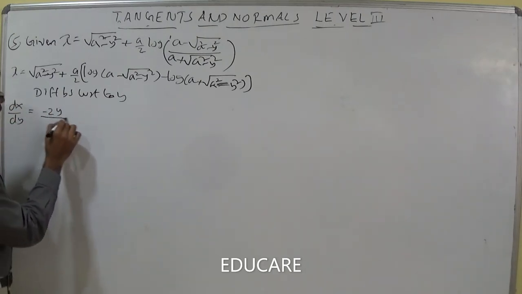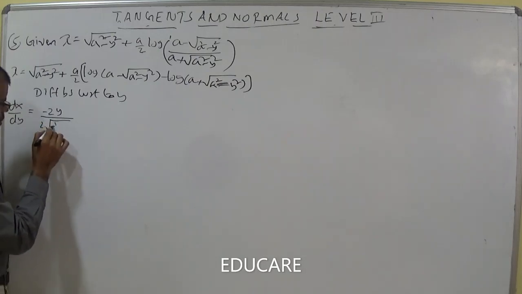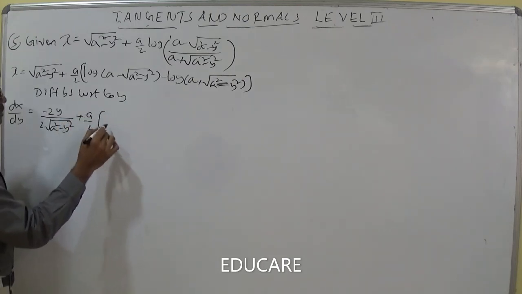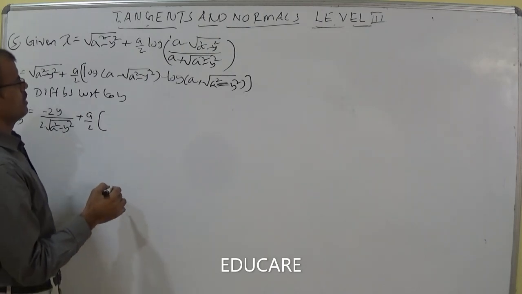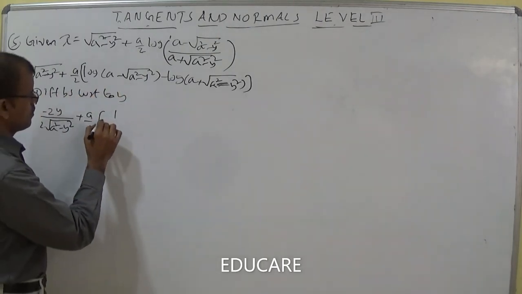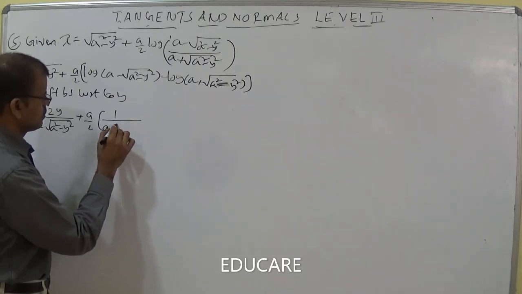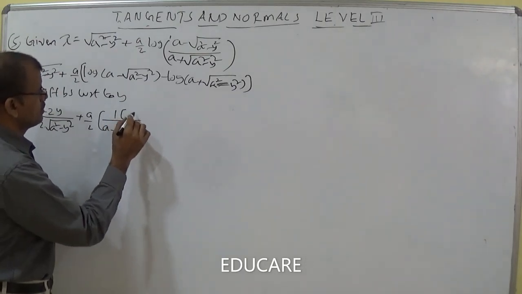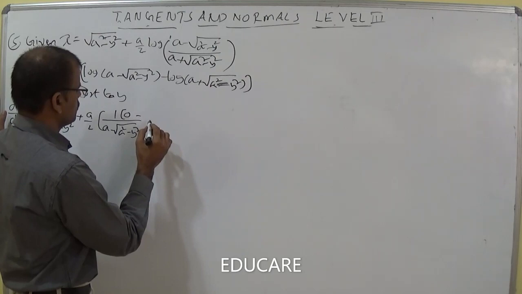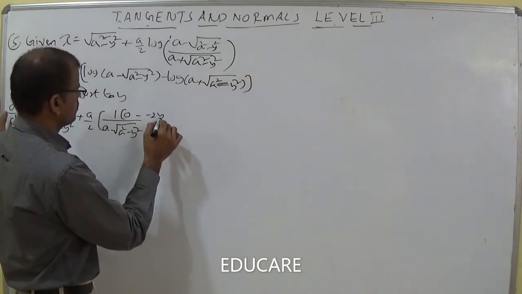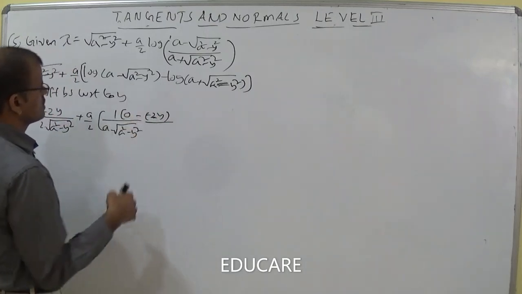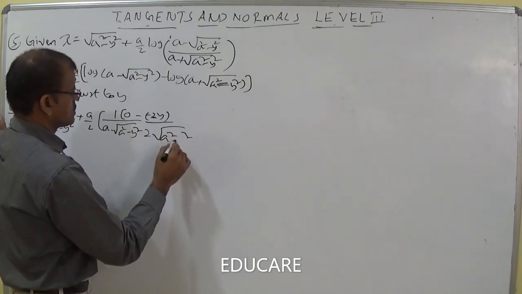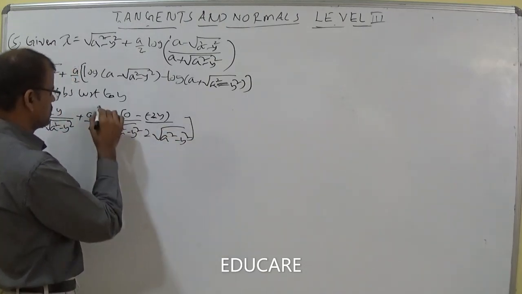Here you can write as the internal derivative, minus 2y by 2 root of a square minus y square, plus a by 2 into log of this, derivative 1 by a minus root of a square minus y square, into the internal derivative 0 minus root x, derivative 1 by 2 root x, and the internal derivative minus 2y by 2 into root of a square minus y square. This is the first term's derivative completed.